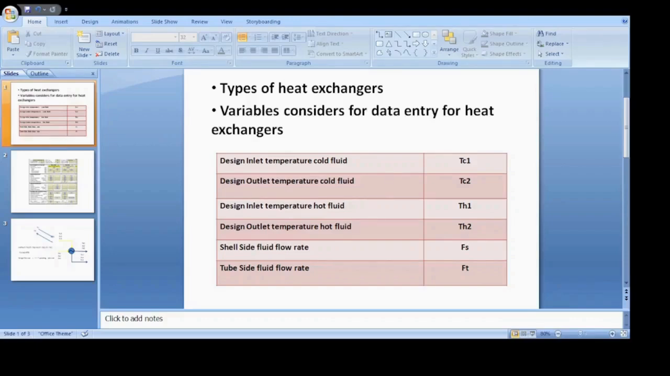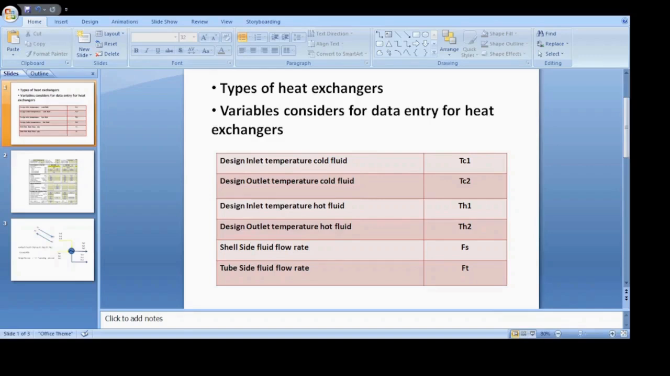So let's start with types of heat exchanger. First one is shell and tube heat exchanger. Second is double pipe heat exchanger. Third one is plate type heat exchanger. So first of all we have to figure out what type of heat exchanger is present in the refinery by using the PDF which we got from the customer. Generally most of the time the shell and tube heat exchanger is used in most of the refineries. So let's consider that one for simulation purpose.